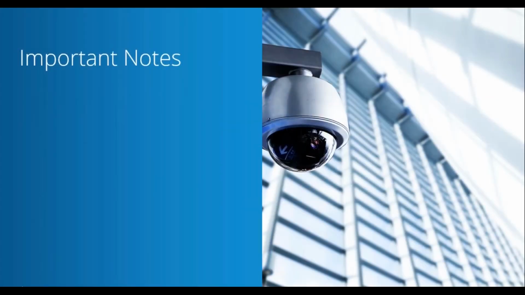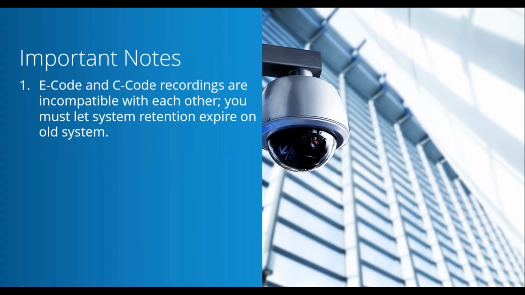Some important notes when doing the migration from E to C. E code and C code's recordings are not compatible with each other. So when we're doing this migration, we're basically keeping the old system in place and creating a new system, moving the configurations, but the video will not move from one system to the other. So you'll keep the old system online until the video retention has expired, and then we can take that off. We'll get into some more details on that in a little bit.